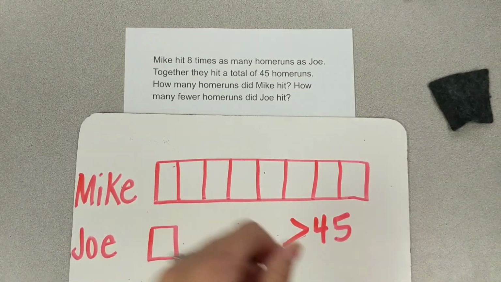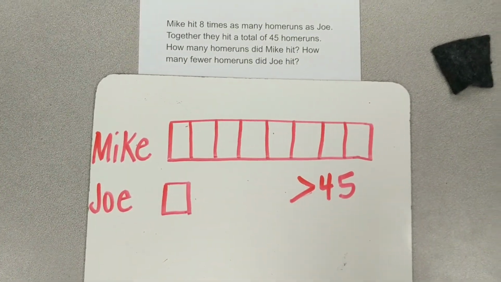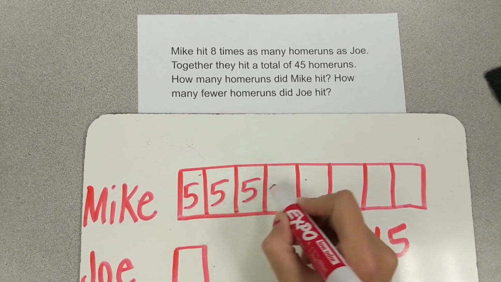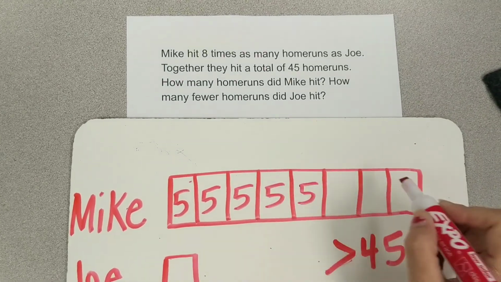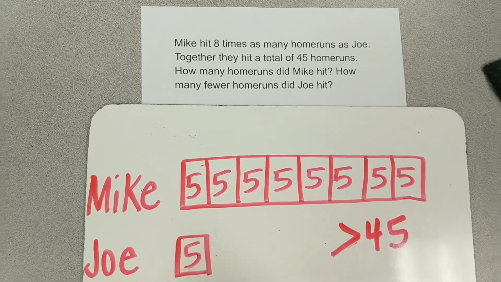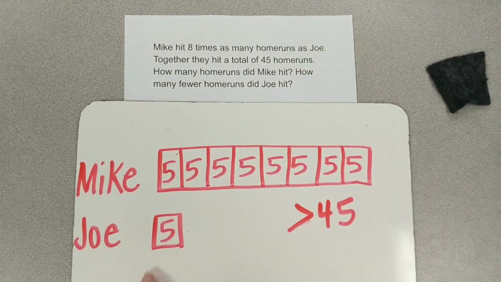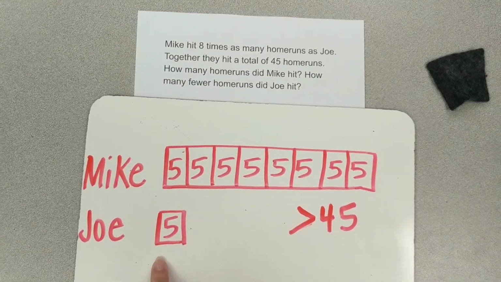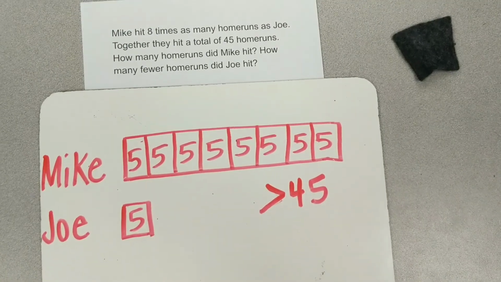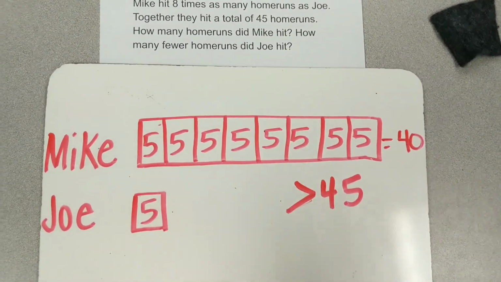So once we figure out that 45 divided by 9 is 5, we know that 5 will go in each box. So these will all add up to 45. So Mike, since he has 8, and 8 fives equals 40, Mike has 40, and Joe has 5.